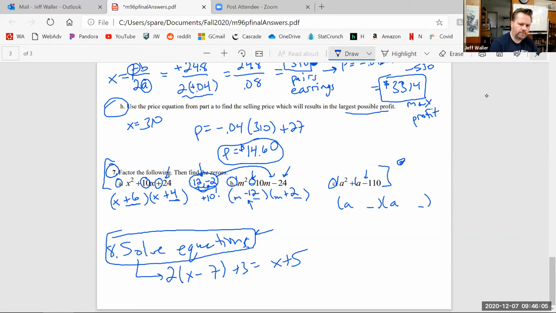So what would that be? -11 and -10. 11 and 10. But one of them's got to be positive, one negative, right? So it can multiply to be negative. And they have to add to be -10. The bigger one's positive, so they add to be positive for the middle term. Woo!